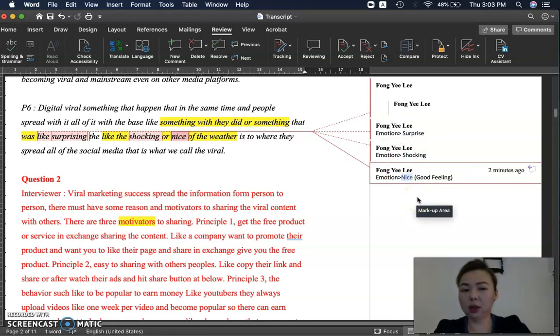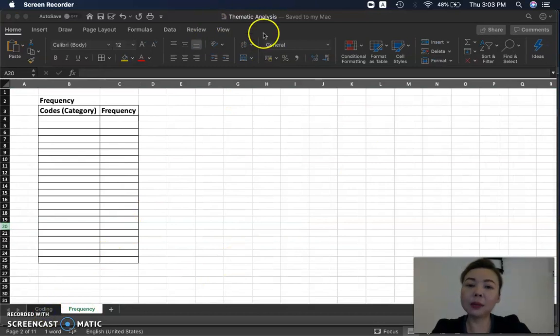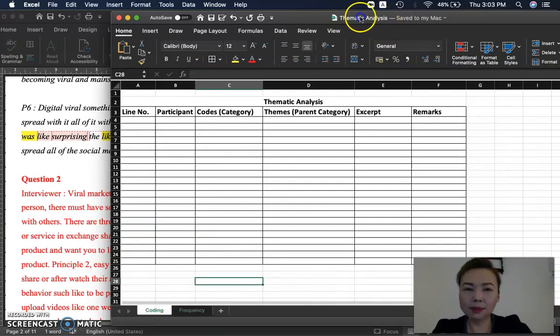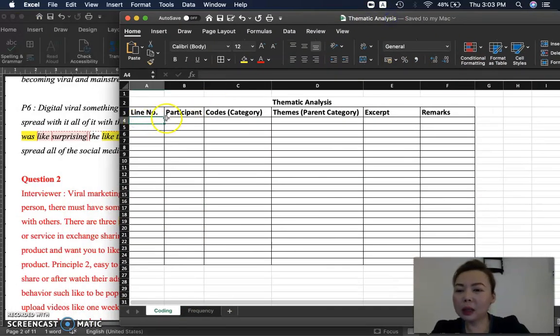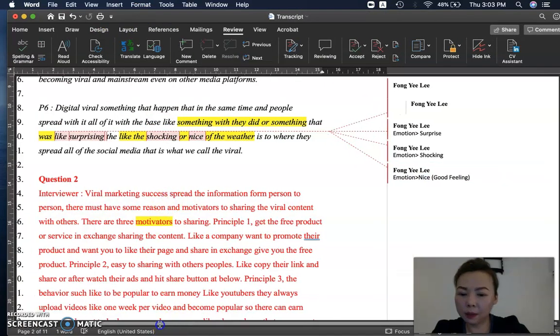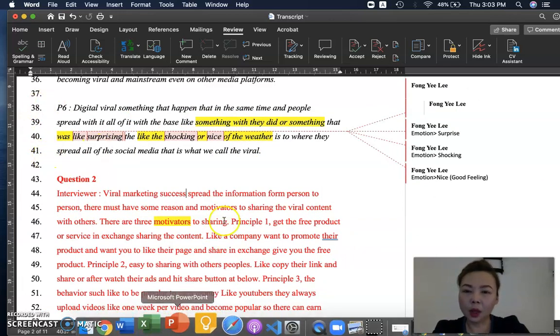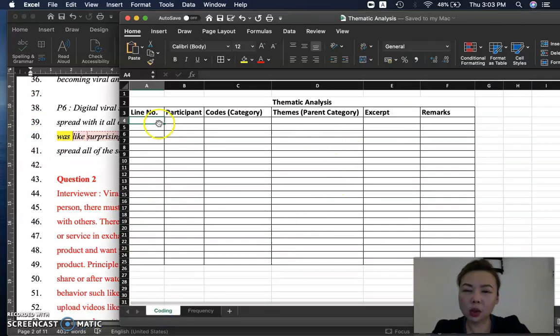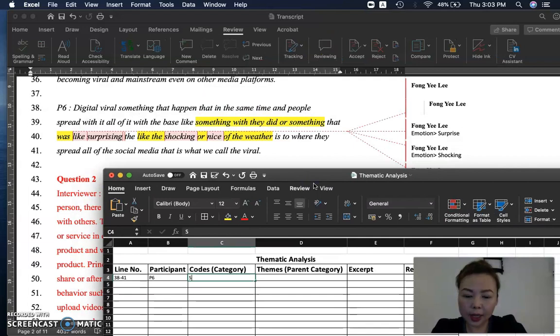That is codes. Basically in the Excel, I have given you this template also, thematic analysis. So I have two worksheets. Let's go to the coding worksheet. So now you are good to put in line number. This is the line number, which you can put the whole thing, line 38 to 41. So line number 38 to 41, and participant P6, and the code is surprise.